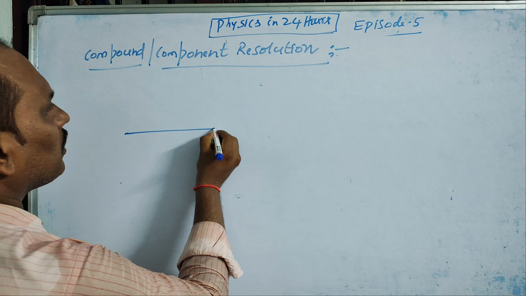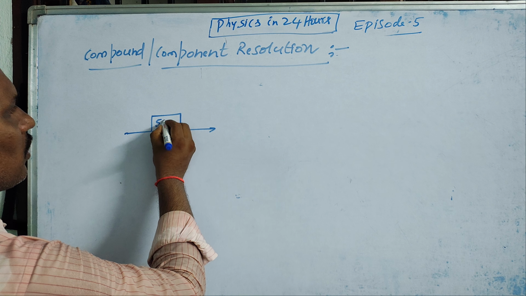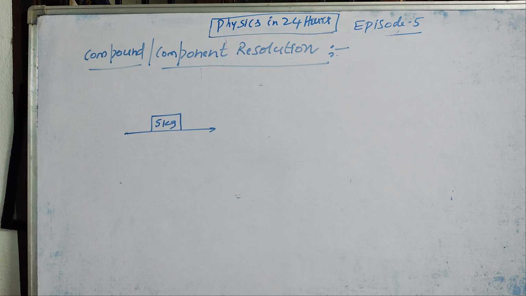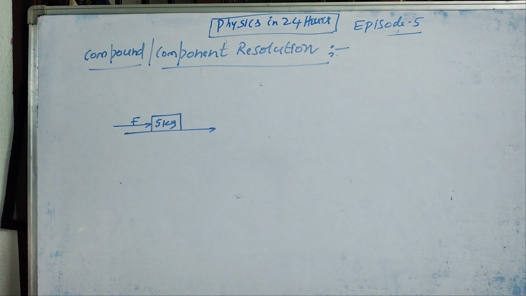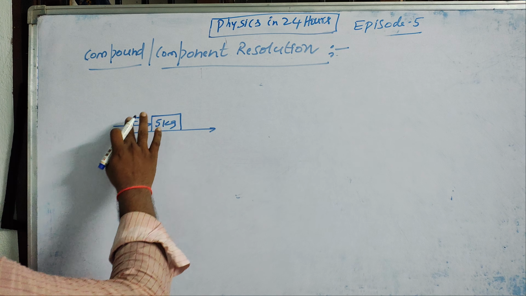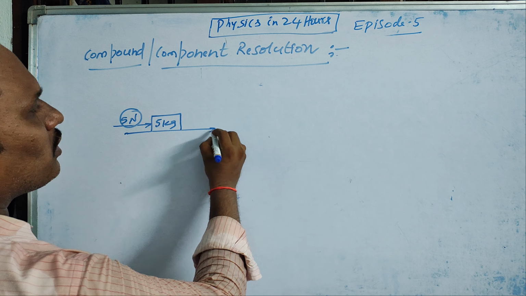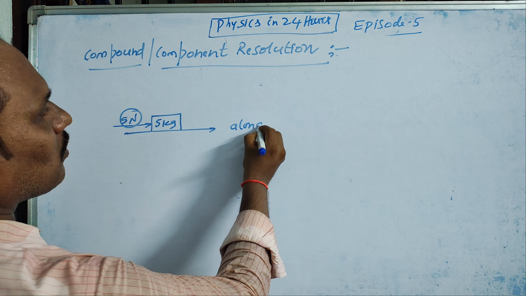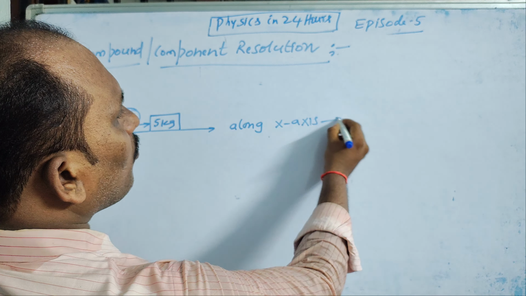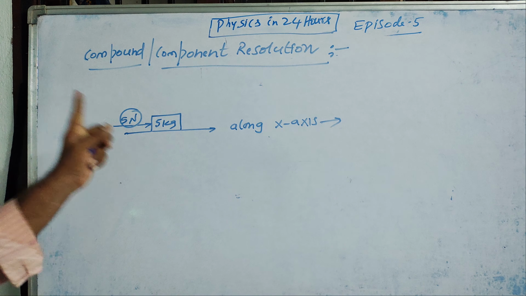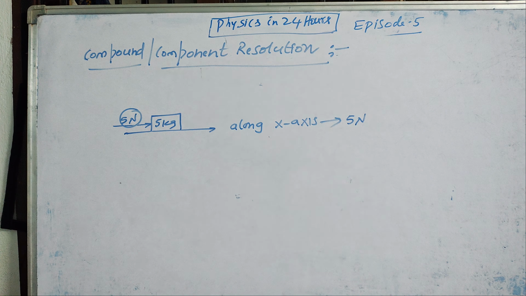Let us say, guys, here a block is there, a 5 kg block. So I am applying a force in this direction. How much force is applied on this block? Let us say I am applying 5 newtons. So how much force is acting along the x-axis? 5 newtons of force is acting.